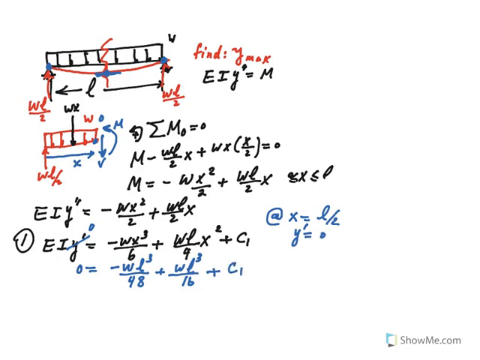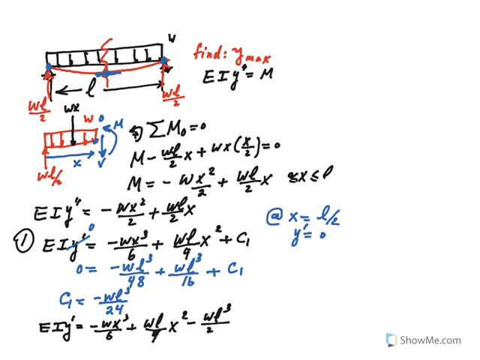So C1 becomes 1/48 minus 1/16. 1/48 minus 1/16 is 2 over, I believe, 48, which is 24. So C1 becomes minus WL³/24. Okay, so the equation of our slope becomes EIy' equals minus Wx³/6 plus WL/4 x² minus WL³/24.